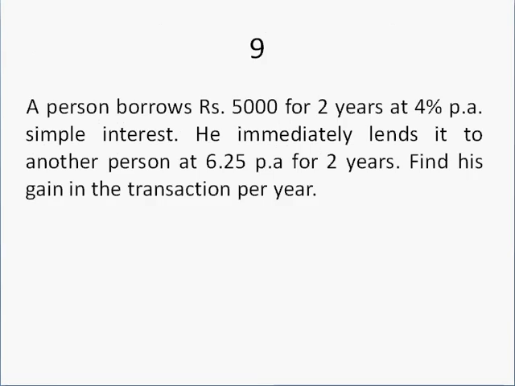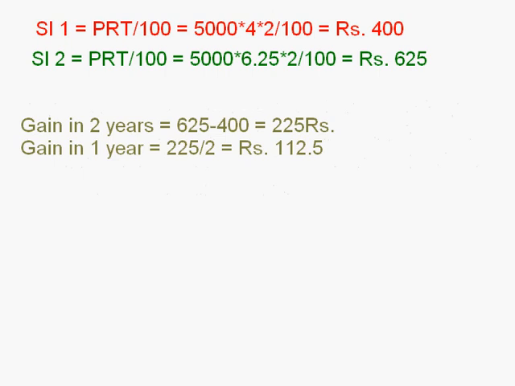So the question was, a person borrows rupees 5,000 for 2 years at 4% per annum simple interest. He immediately lends it to another person at 6.25% per annum for 2 years. Find his gain in the transaction per year. So we found simple interest 1 and then simple interest in the second case. We found it to be 400 in the first case and 625 in the second case. So what would be the gain? The gain would be the simple interest earned in the second case subtract the simple interest earned in the first case. So it will be 225 rupees. So gain in 1 year would be 112.5 rupees.